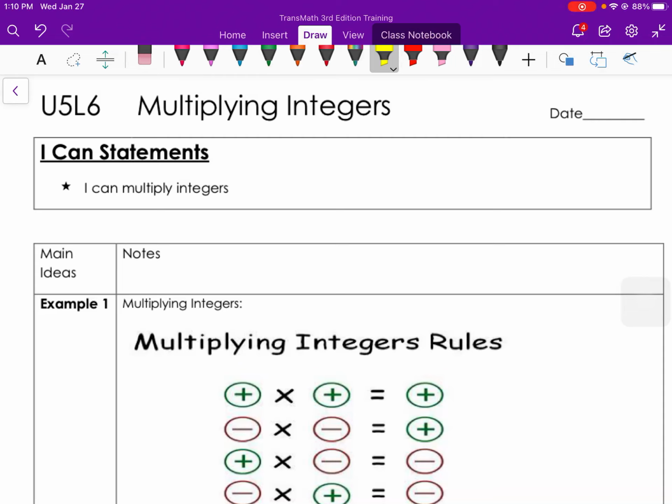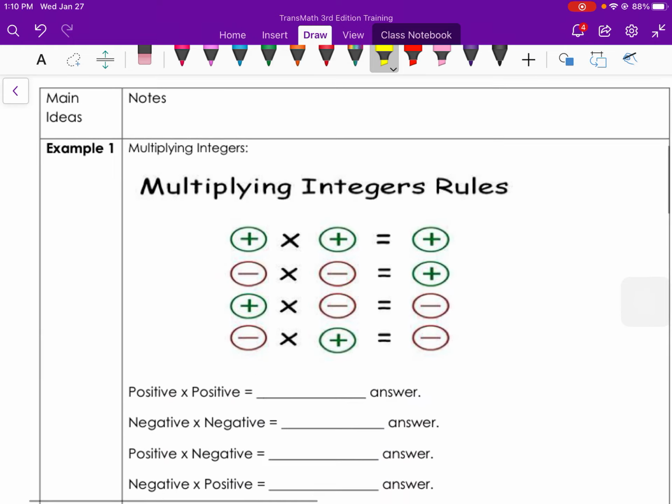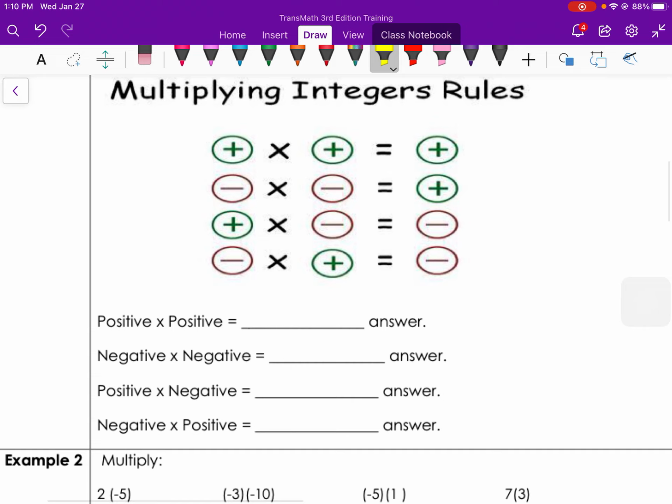Hey class, in this video we're going to talk about multiplying integers. So here are the rules for multiplying integers, and I made a nice visual for you. A positive times a positive is a positive. A negative times a negative is a positive. And then if the signs are different, then it's negative.